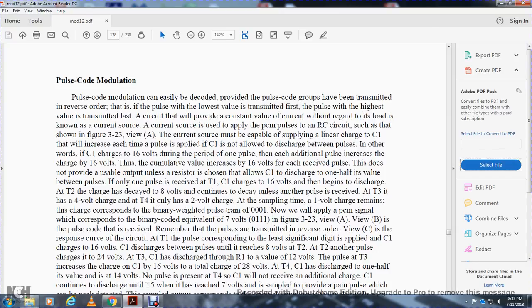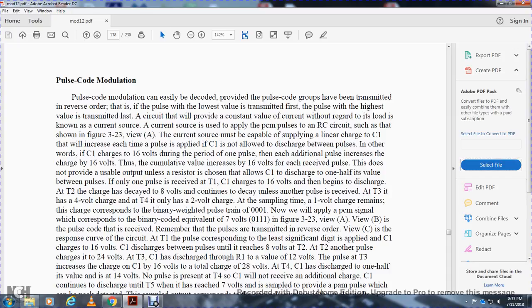between the pulses. In other words, capacitor 1 charges about 16 volts during the period of one pulse, and each additional pulse increases the charge by 16 volts. The cumulative value of the increase does not provide a usable output unless the resistor is chosen to allow capacitor 1 to discharge half the value between pulses. With only one pulse received, transistor 1's capacitor 1 would discharge the 16 volts.